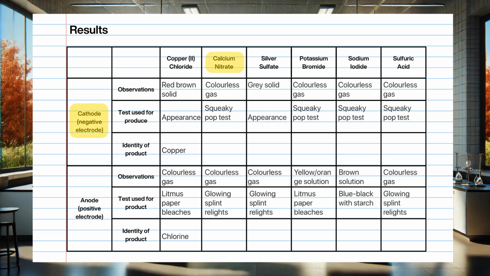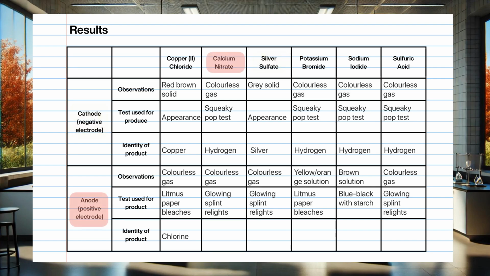For calcium nitrate, potassium bromide, sodium iodide, and sulfuric acid, a colorless gas was observed at the cathode. To identify this gas, a burning splint was brought near it, and a squeaky pop sound was heard. This sound is characteristic of hydrogen gas, confirming that hydrogen was produced. For silver sulfate, a grey solid appeared at the cathode. Silver ions are reduced to form silver metal, so the grey solid is identified as silver.